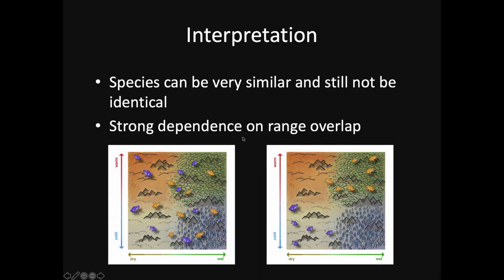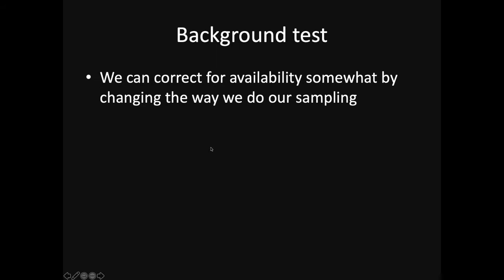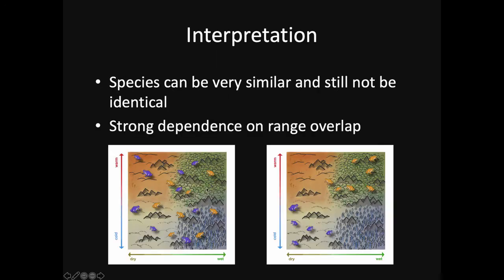lack of range overlap. So you will often have species that are allopatric, and they're allopatric for historical reasons, right? So it's possible that these two species used to be one species, and then there was some vicariance event that split it into the orange species and the purple species. And it's when that happens, they occupy different environments because they occupy different areas.